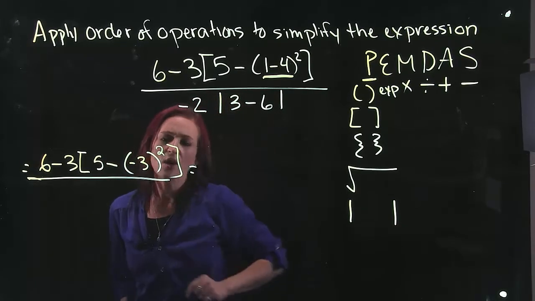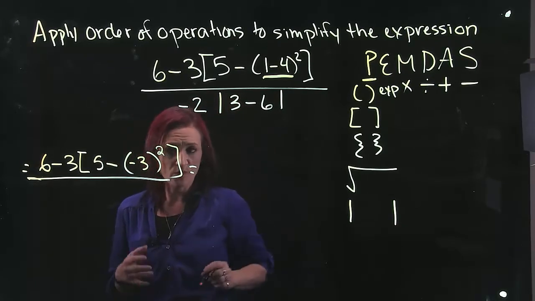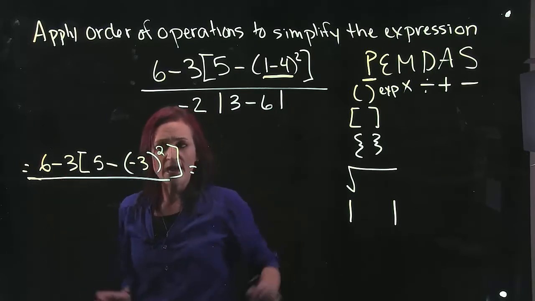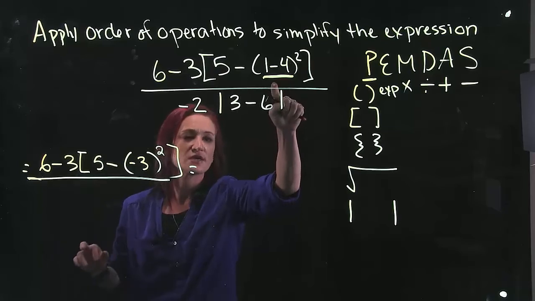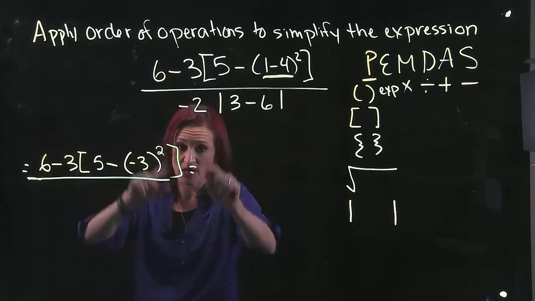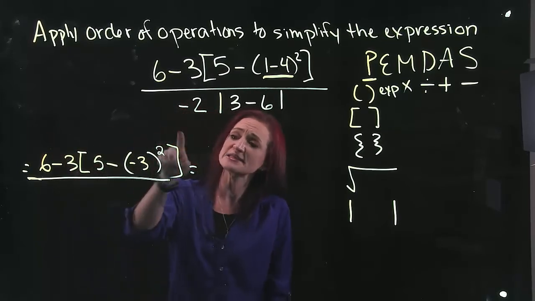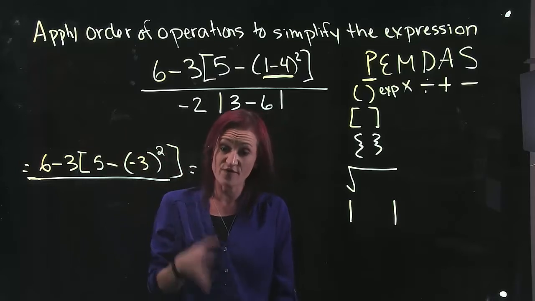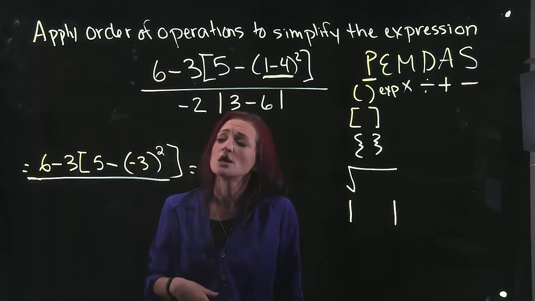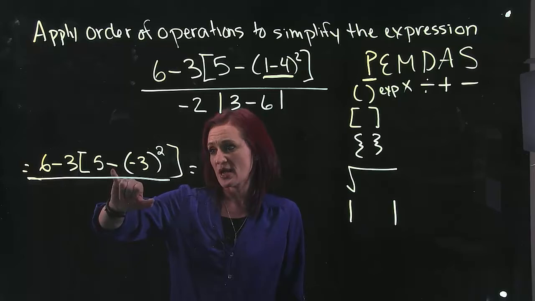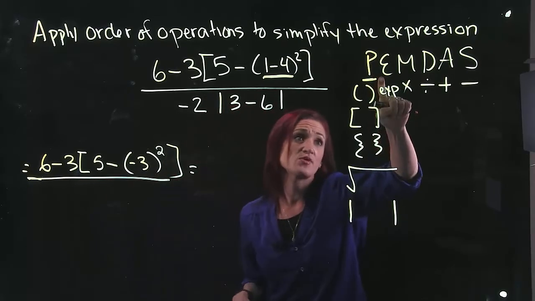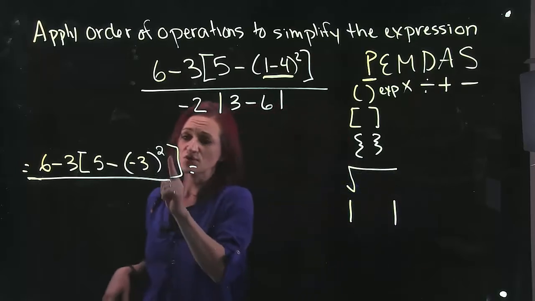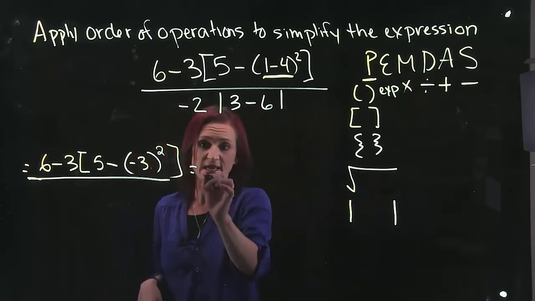And since we took care of what's inside those parentheses, now it jumps to our brackets here. We took care of this, but we still have these brackets which count as parentheses. And inside these brackets, we have to follow order of operations. So inside these brackets, we have subtraction, but then we also have this exponent. And exponent comes before subtraction. So this exponent is the next thing we need to take care of.